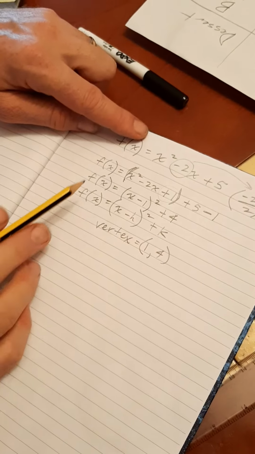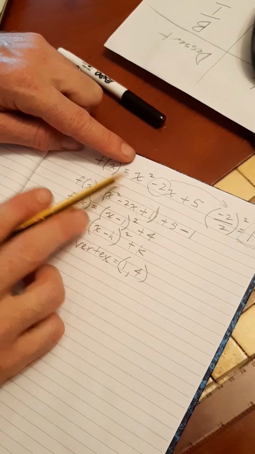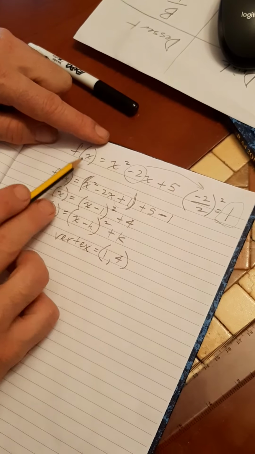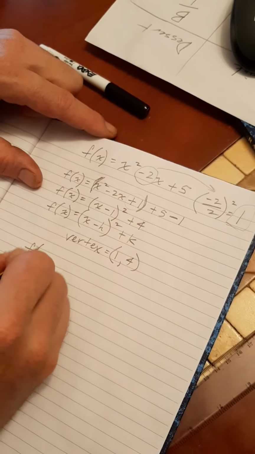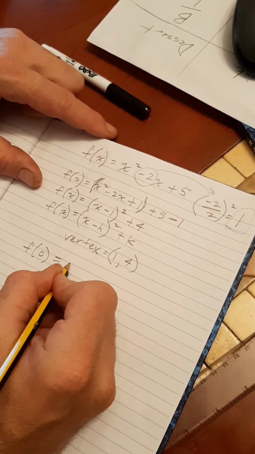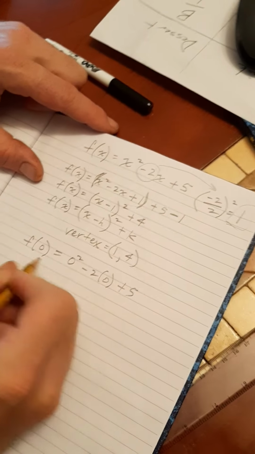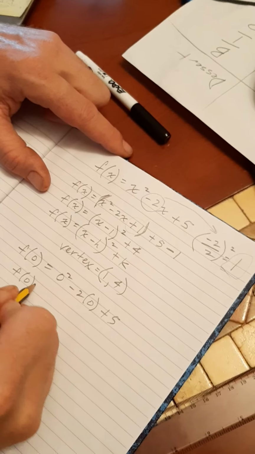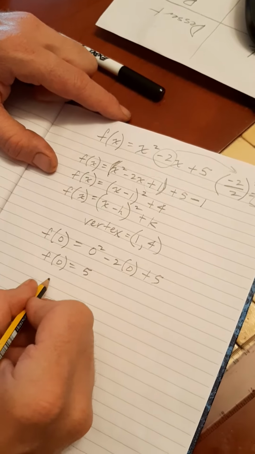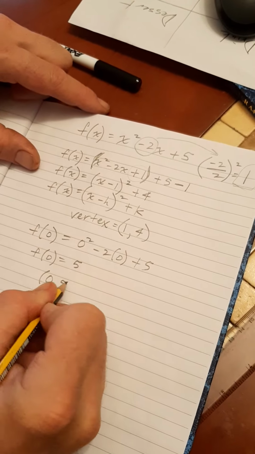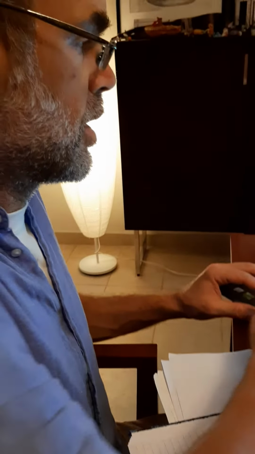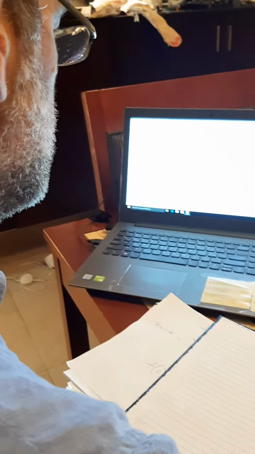Now the other point, the first point, you can do it first if you wanted to. Put a 0 in for x and solve for y. F of 0 equals 0 squared minus 2 times 0 plus 5. F of 0 equals 5. So I have the point 0, 5. And because there is no negative sign in front of the x, it opens up. It's positive x squared.